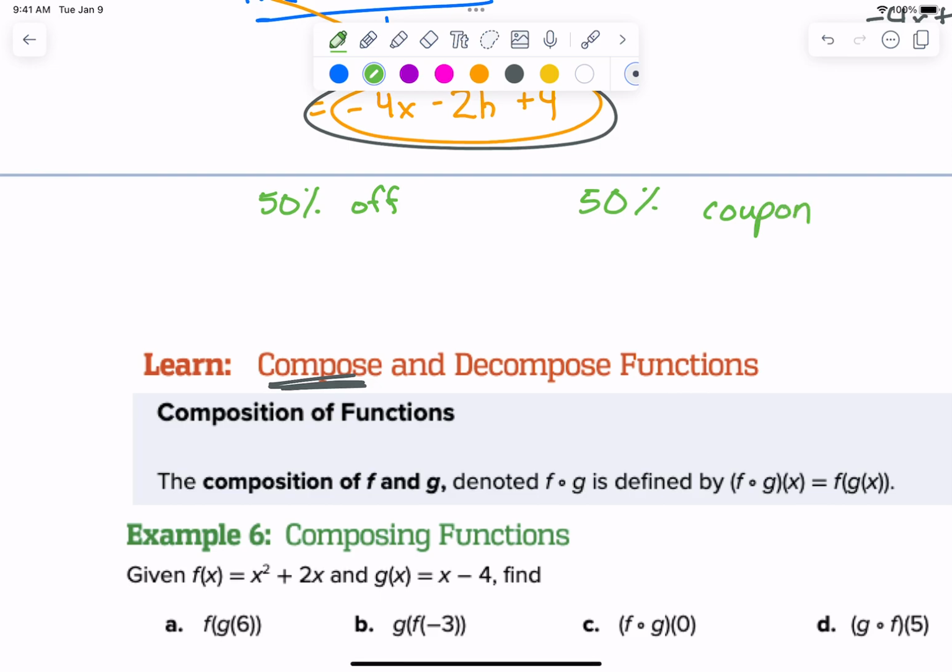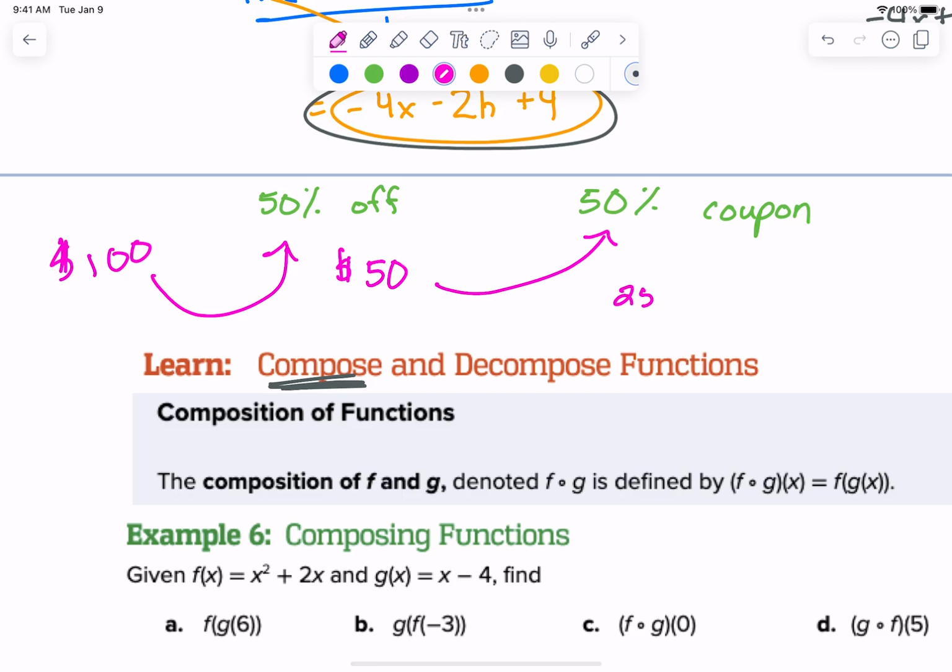Should it be free, right? No. If I have something that's $100, and I am taking 50% off, that is now going to be $50. Then I apply a 50% coupon, and now it's $25. It's not free. What happens if you have another 50?